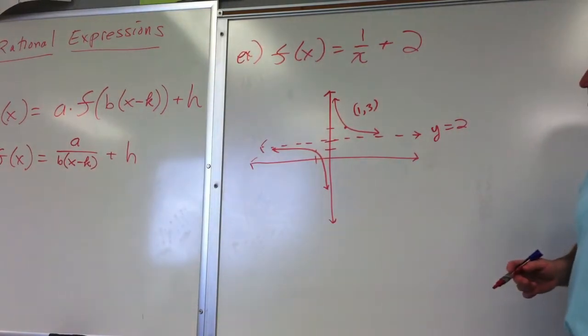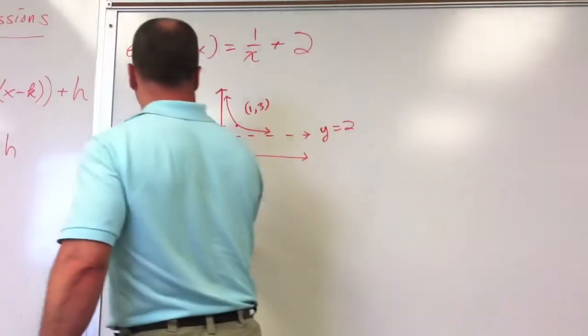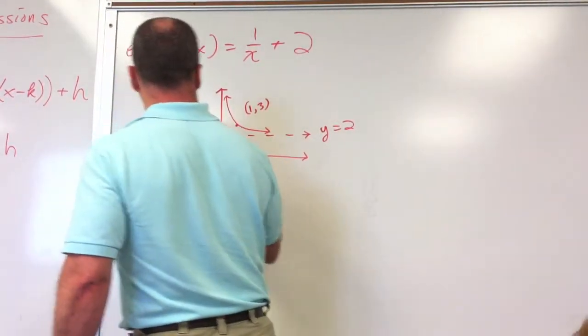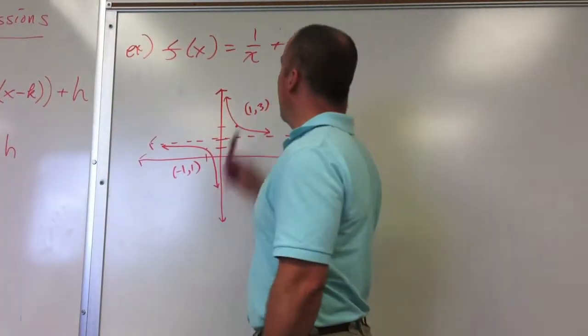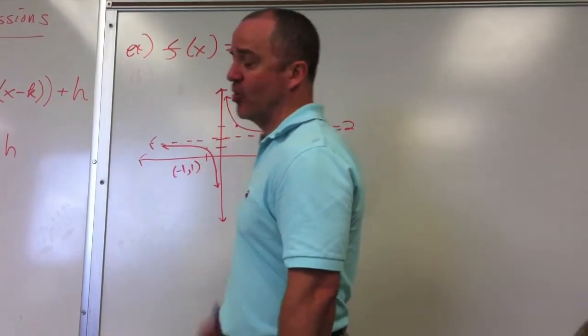Think you guys can handle that? Sorry, what's the second point? This is the point -1, 1. All I did was add 2 to all the y values of the parent function and move the horizontal asymptote up 2.